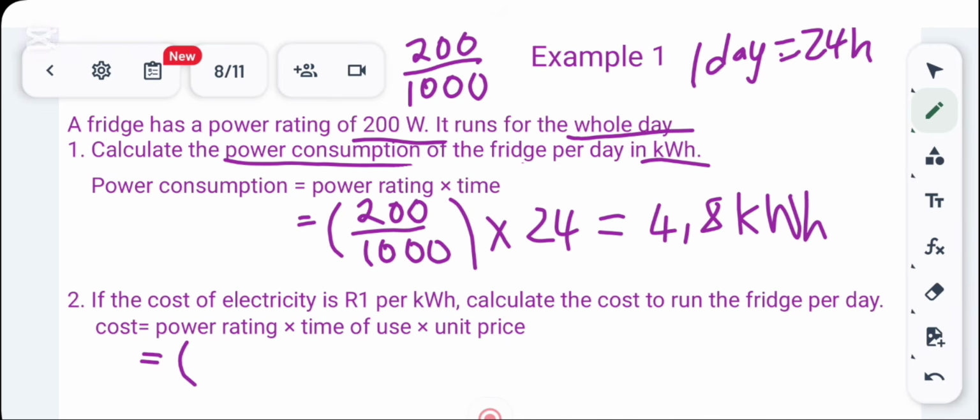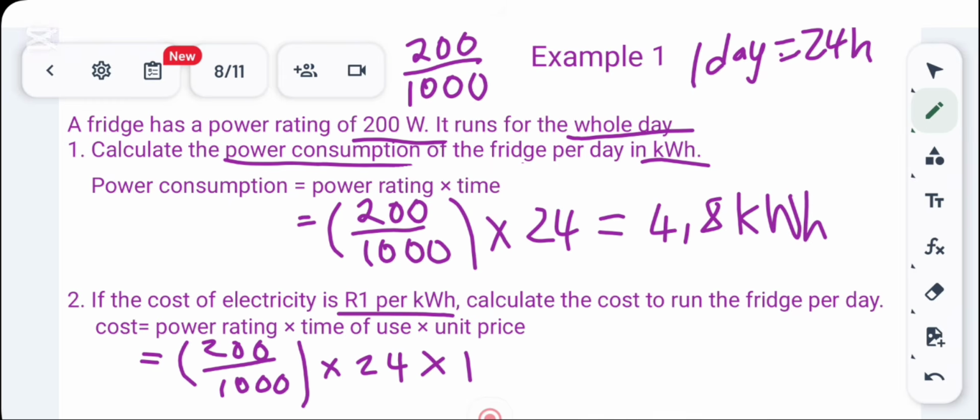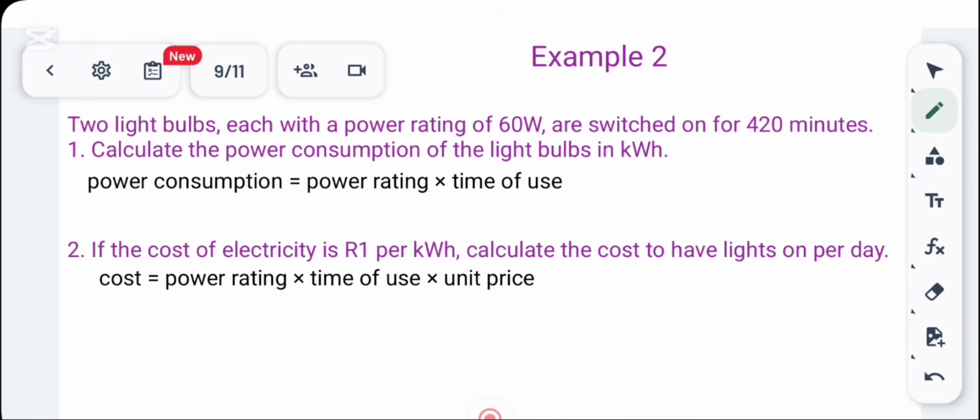So the power rating is what? It's 200 divided by 1,000. Remember, I want to show how I converted. Multiply by 24 hours because 1 day is equals to 24 hours. Multiplied by the unit price, which is 1 rand. So the final answer I'm going to get is 4.80 cents. That's how much it will cost me to run the fridge for the whole day if its power rating is 200 watts. Let's look at example 2.